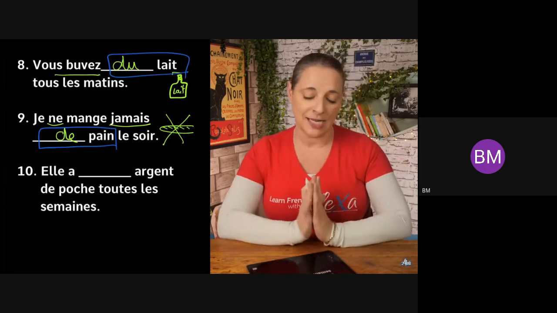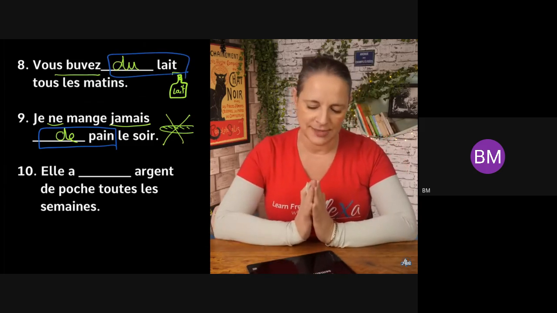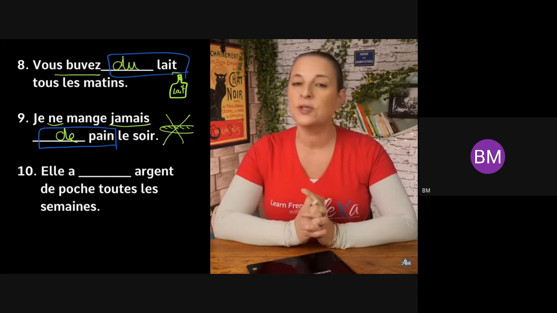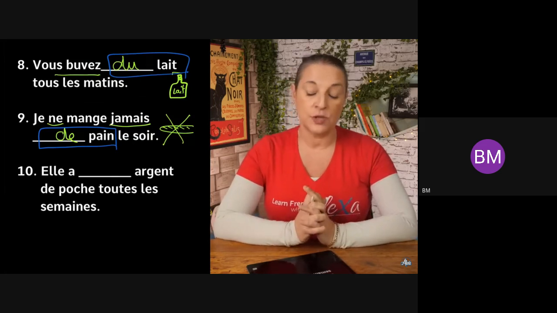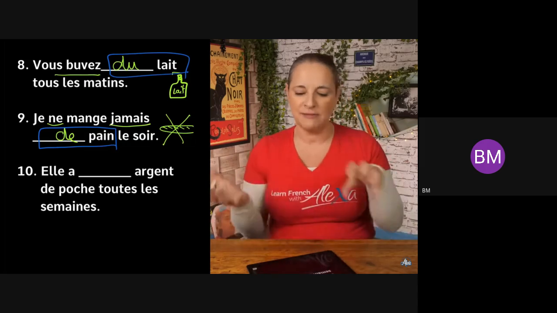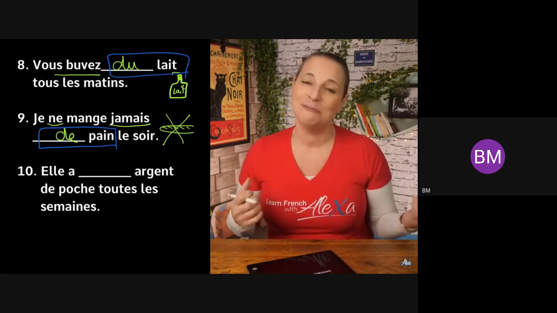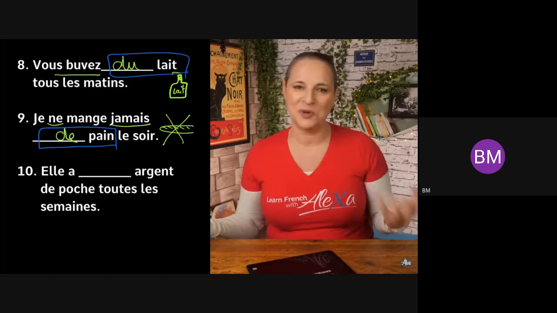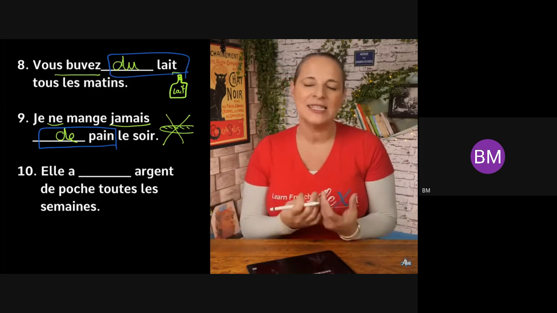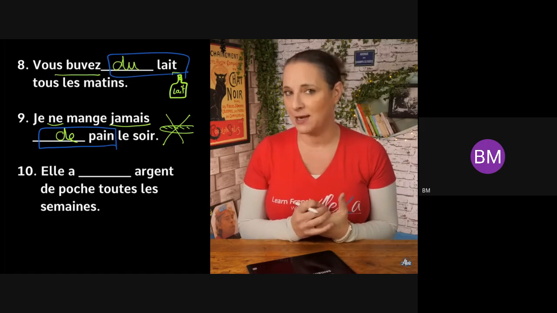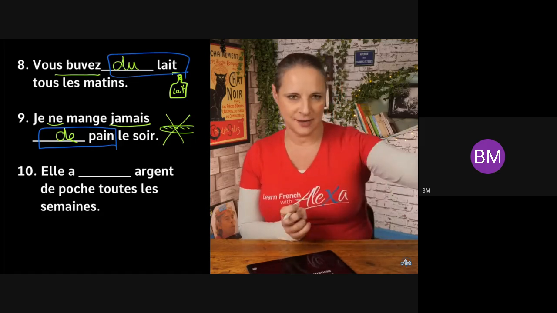Let's have a look at our last one, numéro 10. Elle a something argent de poche toutes les semaines. So she has, okay, argent de poche. Argent, money, poche, pocket. So pocket money. So that means she has some pocket money every week. Toutes les semaines. Okay?